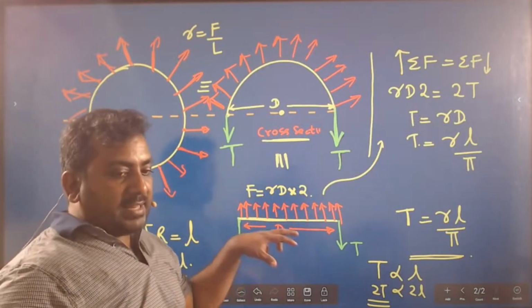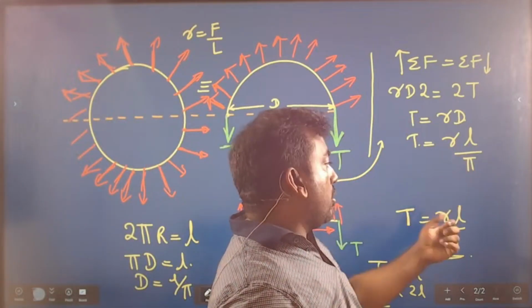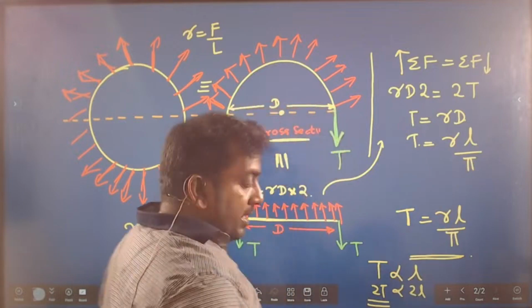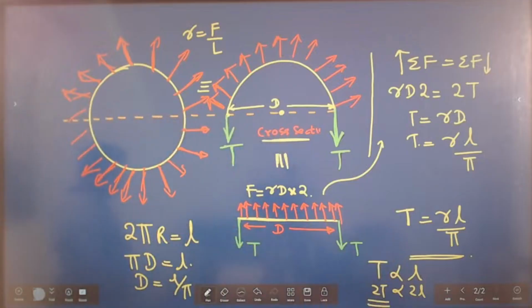Upward forces balance downward forces, and the tension can be found. Gamma is constant, pi is constant, so tension is proportional to length. So if the length is 2L, tension is double. Right? Write down carefully, these are important workings.